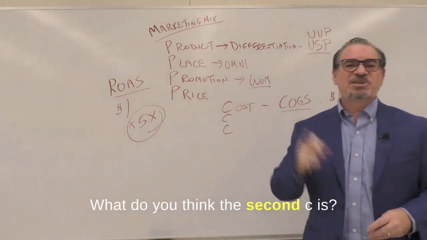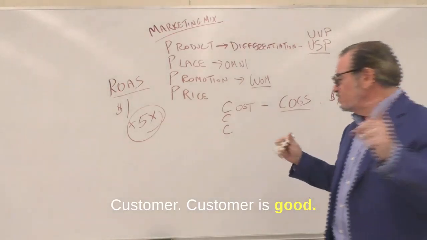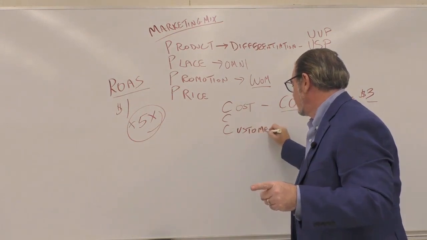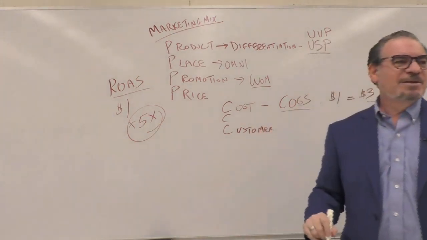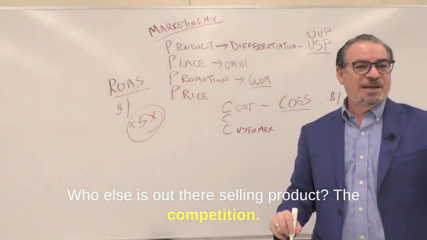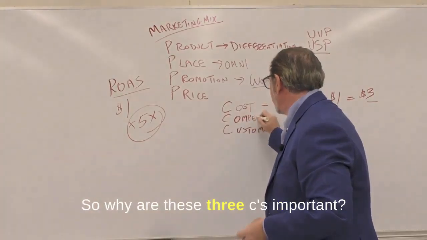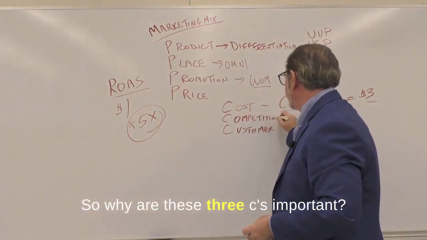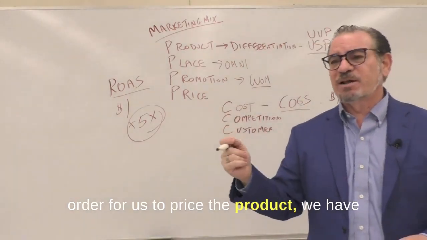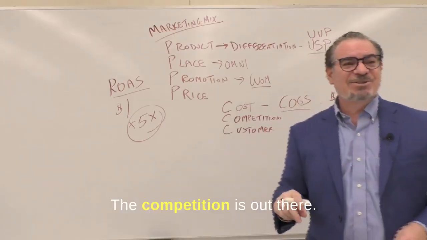What do you think the second C is? Customer. Customer is good. I'm going to make that the third, but there's one more before customer. Who else is out there selling product? The competition. Exactly right. So the competition is important in pricing. So why are these 3 C's important? Well, we know why cost is important, because in order for us to price the product, we have to know what we paid for it. The competition is out there.